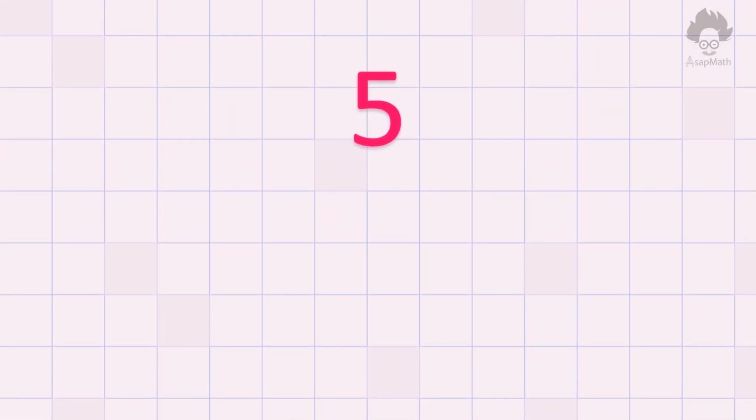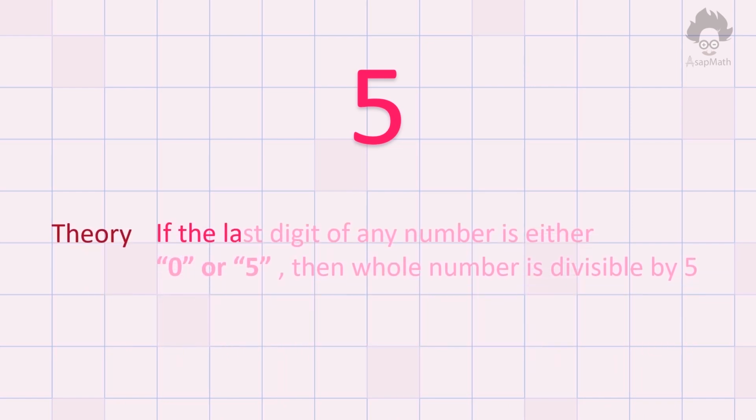Let's go to set 2. It consists of 5 and 10. Number 5: if the last digit of any number is either 0 or 5, then the whole number is divisible by 5. We'll see a few examples. This is very easy to check, whether the last digit is either 0 or 5.